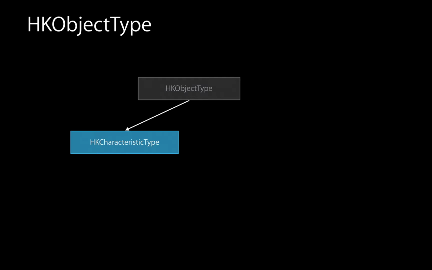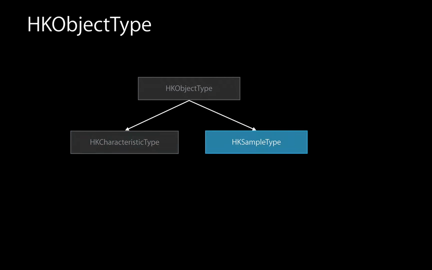Characteristic types are characteristics of the user, or traits that don't change over time. These are things such as their blood type or date of birth. Sample types, on the other hand, are traits of the user that do change over time. As such, they can be sampled at a particular point in time.